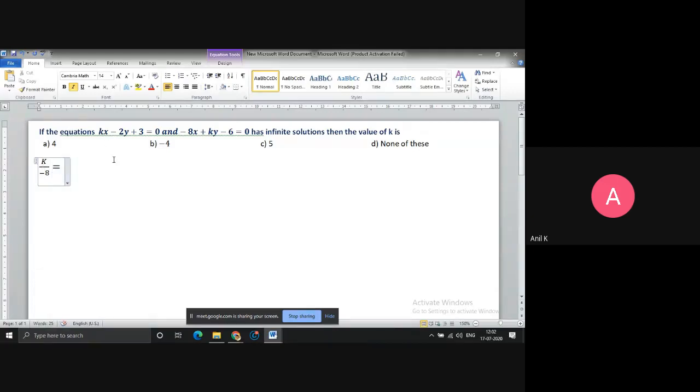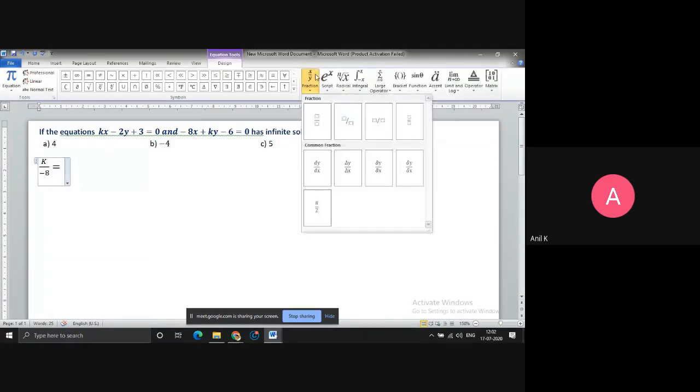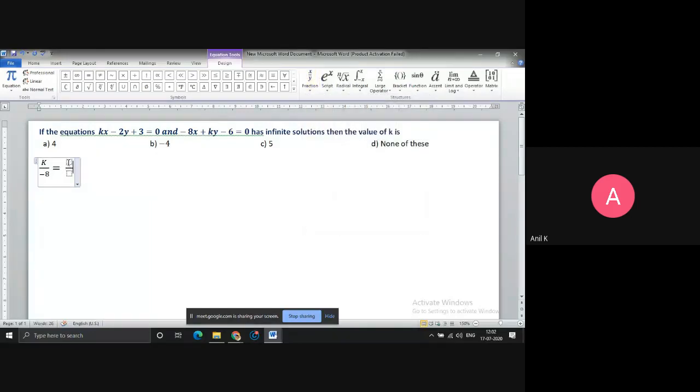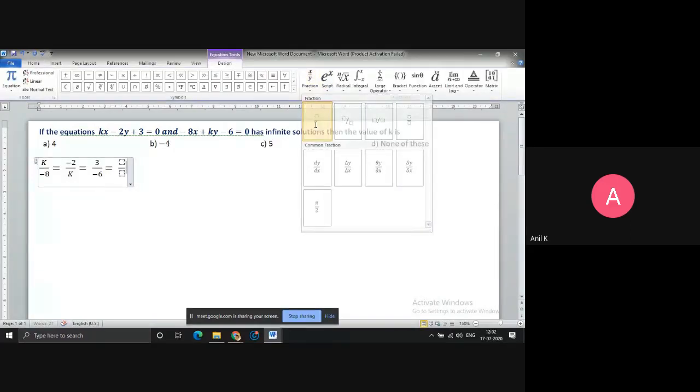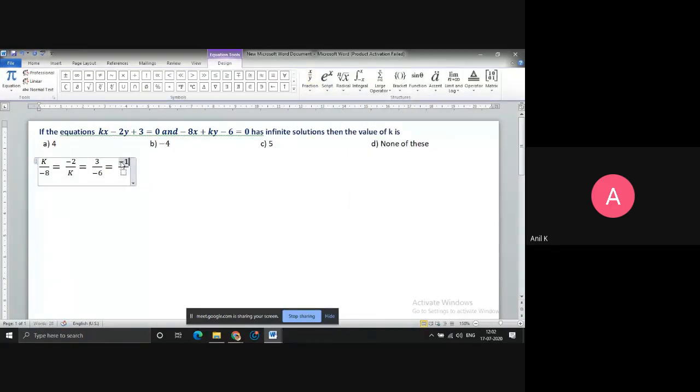Which is equal to b1, whose value is -2, and b2 value is k, which is equal to c1 upon c2. c1 value is 3 and c2 value is -6. Okay, so if you look at this fraction 3 upon -6, if I want to simplify, it should be -1 upon 2. If I take minus to the numerator, it will be -1 upon 2.